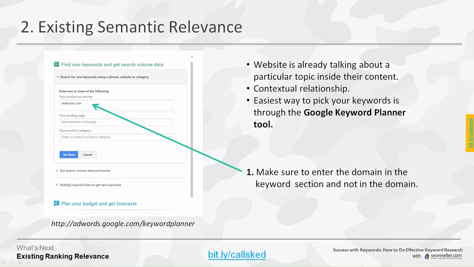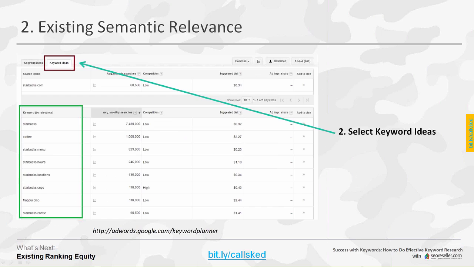So go to the keyword planner and type your domain name inside the product or service box. Take note, don't type it in your landing page. Type it inside the keyword box. Type it in the product or service box. Once you do that, click Get Ideas. And once you get ideas, Google will present you with this page and will typically drop you either in ad group ideas or keyword ideas. Select keyword ideas. Take a look.